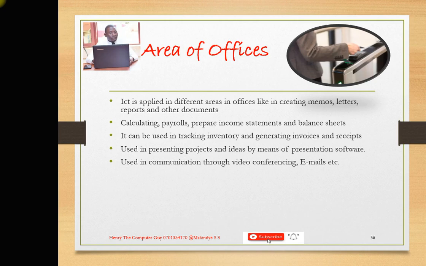Another one is telling us that computers are used in communication through video conferencing and emails. You want to send a message from one office to another office. You don't need to move. You send an email. You have different branches of offices. You want to make a meeting. You can use what we call video conferencing. Remember I told you that video conferencing is the meeting of 2 or more people who are geographically separate, but use a network, for example, internet, to transfer video and audio data.